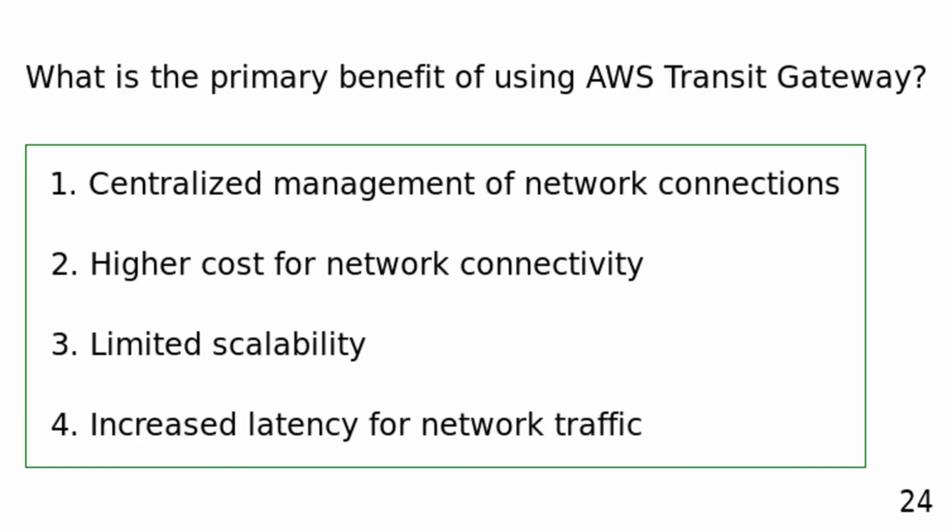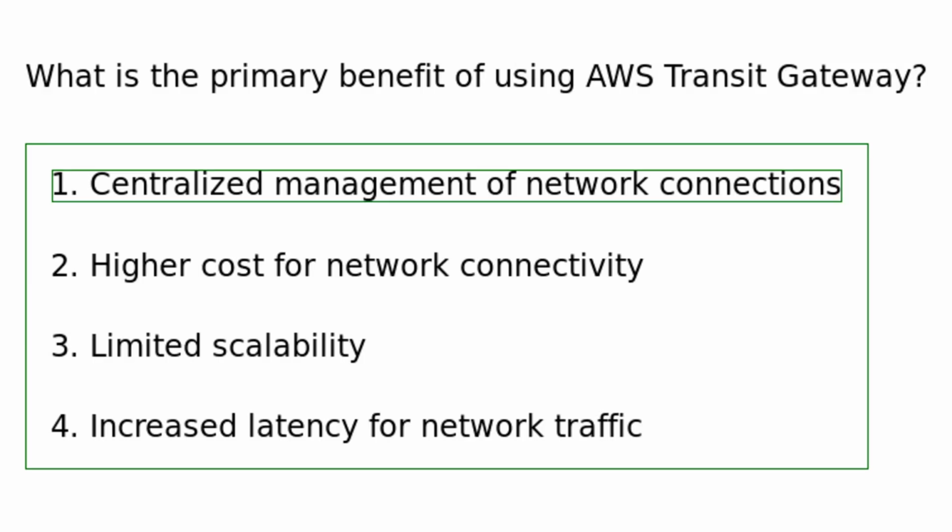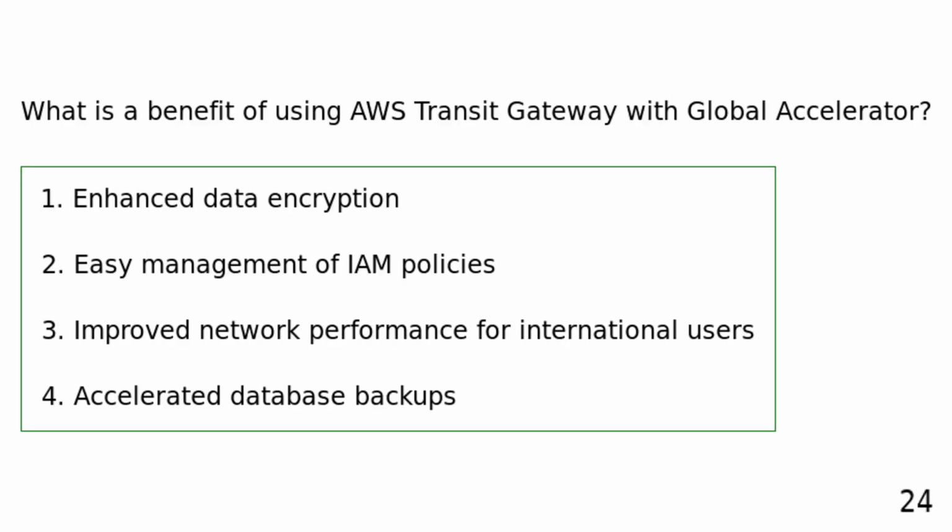What is the primary benefit of using AWS Transit Gateway? Centralized management of network connections. Higher cost for network connectivity. Limited scalability. Increased latency for network traffic. The primary benefit of AWS Transit Gateway is centralized management of network connections, making it easier to scale and manage connectivity across multiple VPCs.